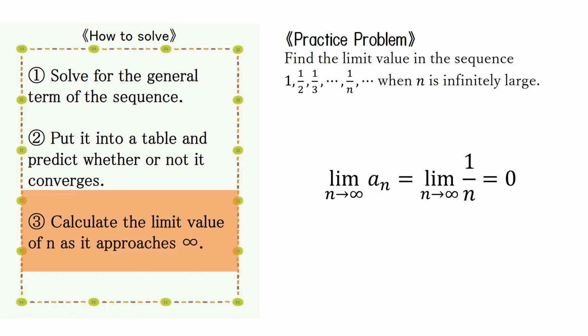Calculate the limit when n is approaching infinity. The limit when n is approaching infinity is calculated in this way. Therefore, the limit of the sequence a sub n is 0.